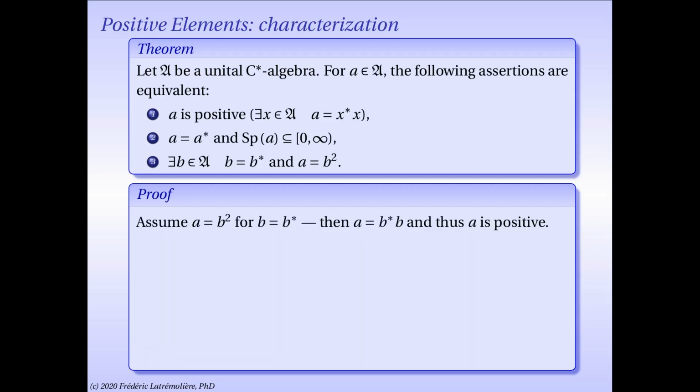3 implies 1 is trivial, simply because we already, by 3, know that our element is written in the right form. So if A is B square for B being self-adjoint, well then A is B star B, because I replace one of the 2 factors of B by B star. It's the same thing, and therefore, indeed, A is positive. So we see that we have been able to fully characterize positive elements in our C-star algebras.